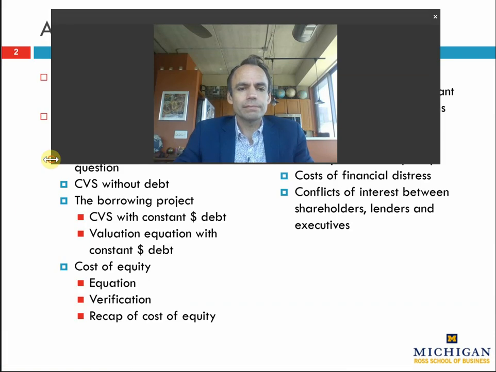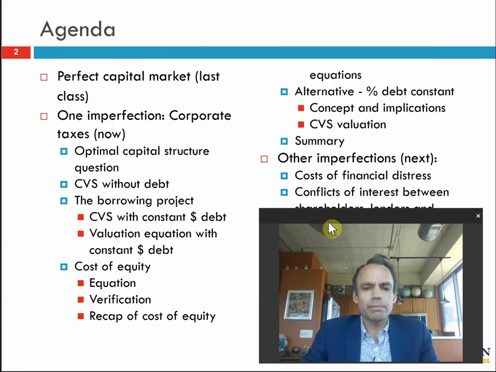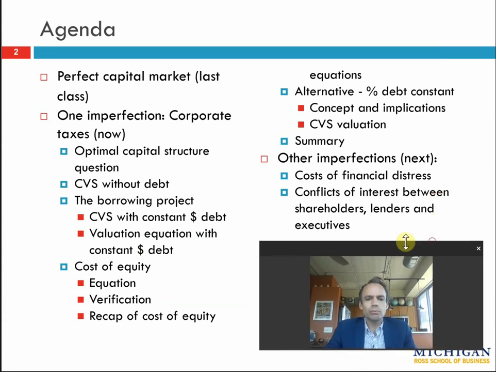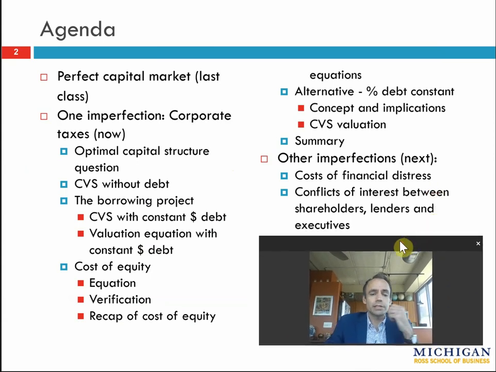Here's our agenda. Our agenda is to introduce one market imperfection, corporate taxes. We're going to revisit our CVS example. We're going to consider CVS without debt. Then we're going to introduce what we call the borrowing project. So this is where we're going to say, how does the valuation of CVS change once we make one change to introduce debt into the capital structure? We're going to look at equations for the cost of equity, and then we're going to consider the case where there is a constant percentage of debt instead of a constant dollar amount of debt, which is going to be our first assumption.